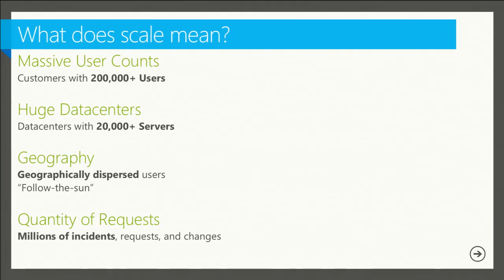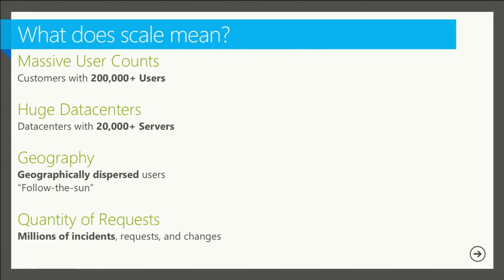My customers have had in excess of 200,000 users, in excess of 20,000 servers, geographically dispersed topologies, meaning we've got users in Europe, we've got users in Asia, we've got users in the United States. We need it all to perform well. How do we do that? And also, we have so many requests. How do we execute on all those requests quickly?